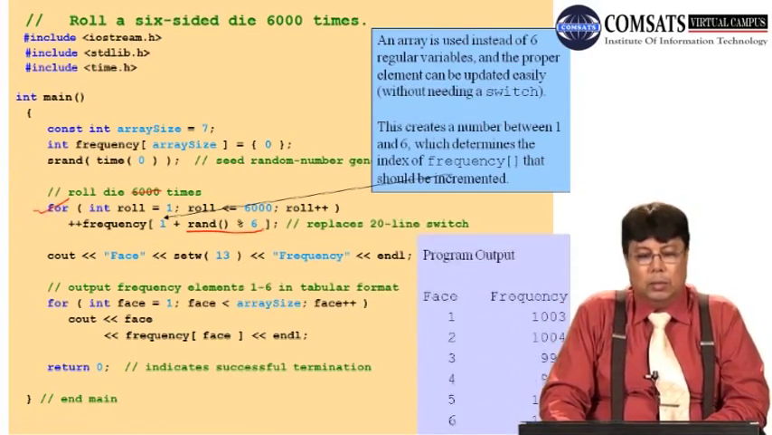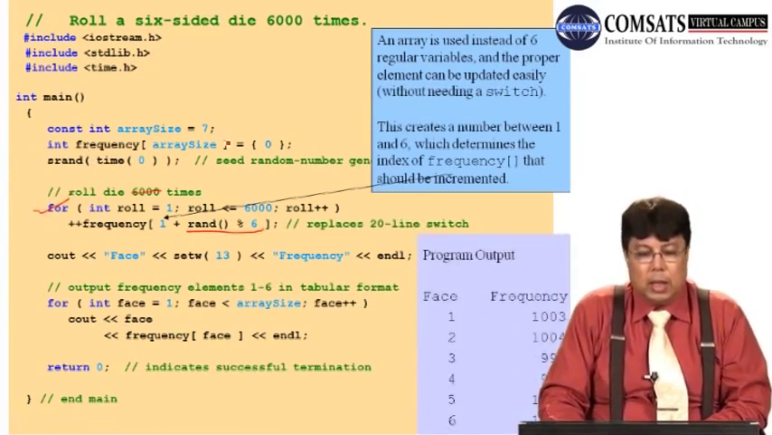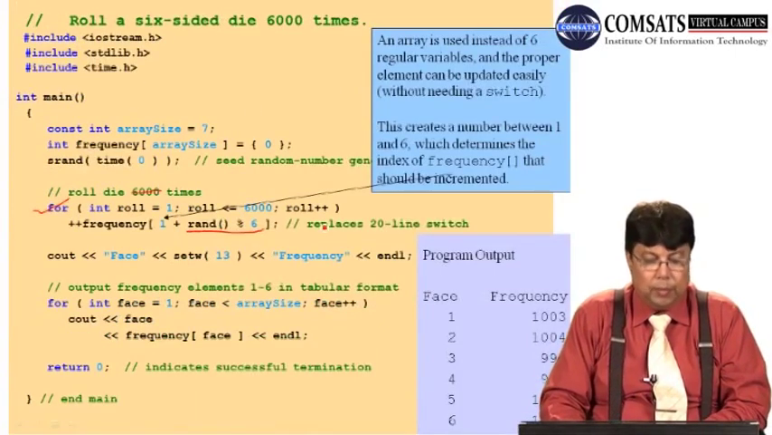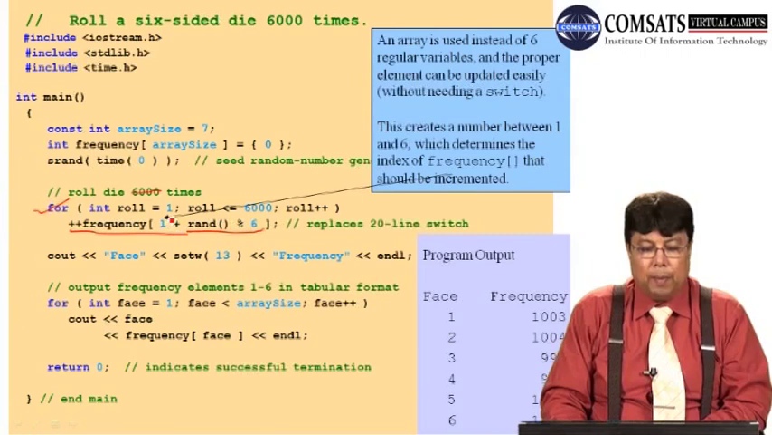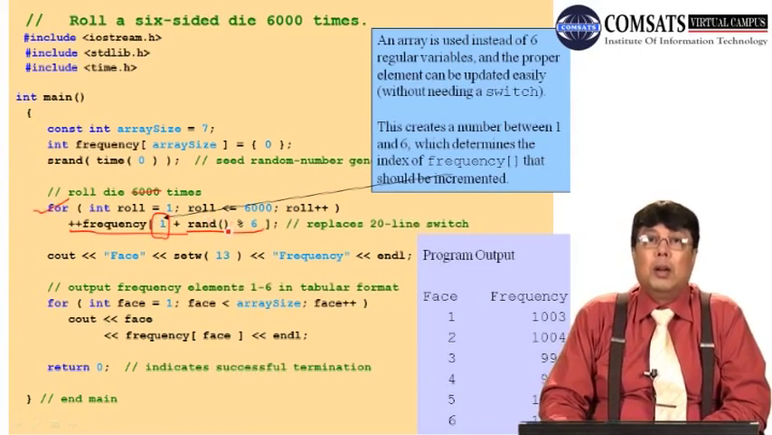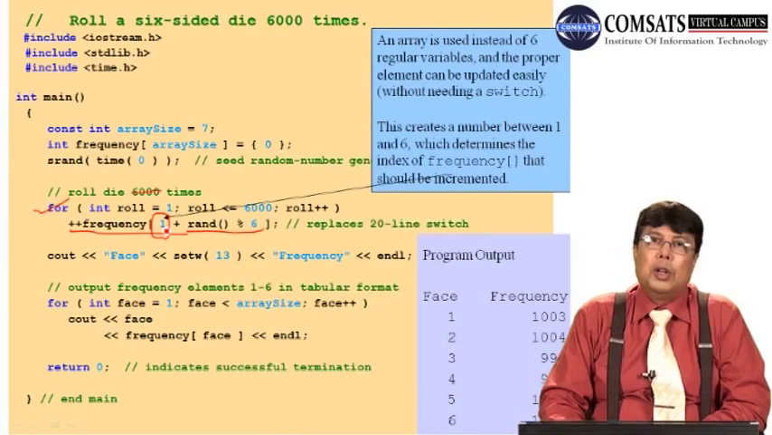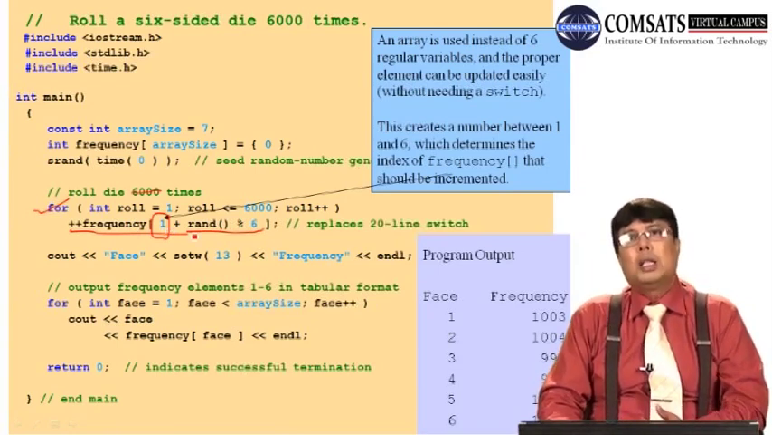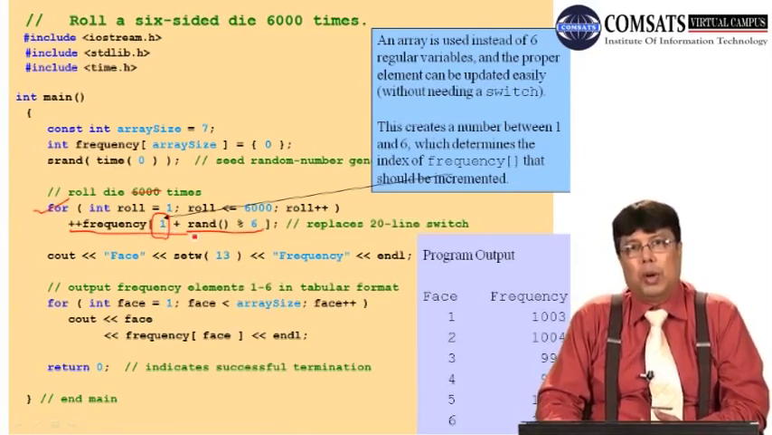Okay, where is my cursor? So this plus plus frequency... let me go back and locate my cursor here. This is +1. So when you generate a random number from 0 to 5, you add 1. What does it mean? That we will generate the random number not in the range 0 to 5 but in the range 1 to 6. So 1 to 6 are the dots that are available on our die.